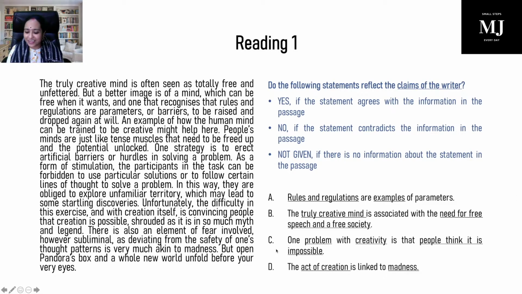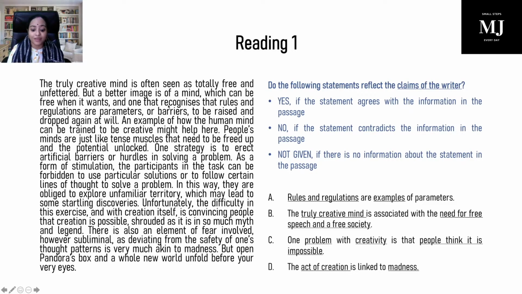Let's come down to the C1. One problem. What can problem be paraphrased as? Problem. That means something is difficult with it. So difficulty can be there, with creativity. So difficulty or problem with creativity. People think it is impossible, not possible. Fine. Let's go ahead and try this.